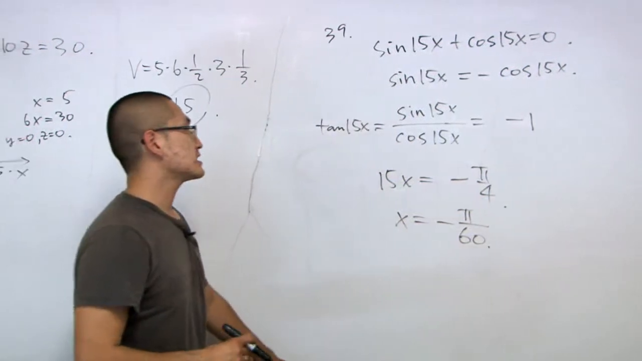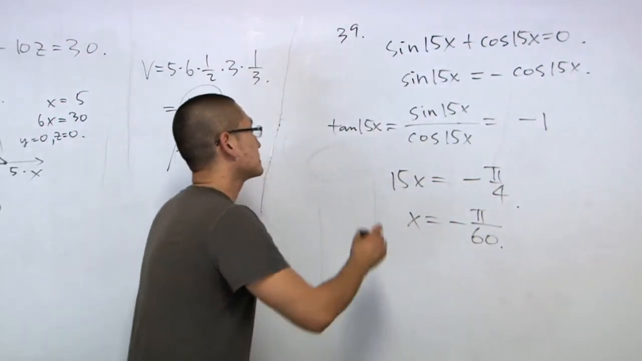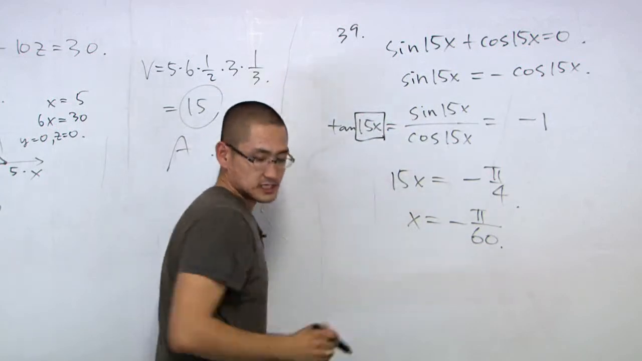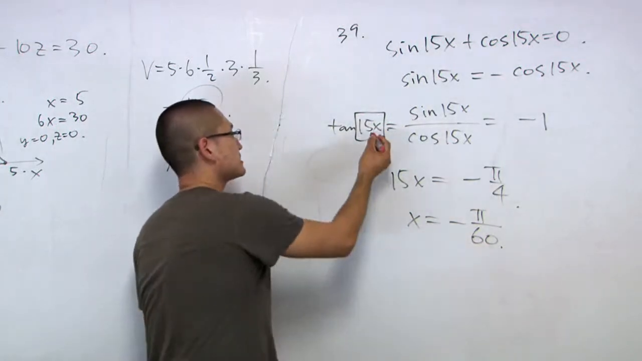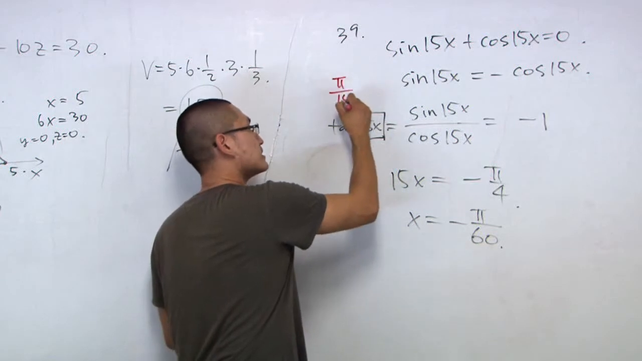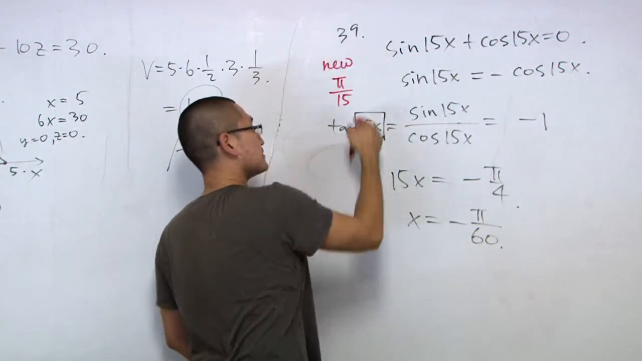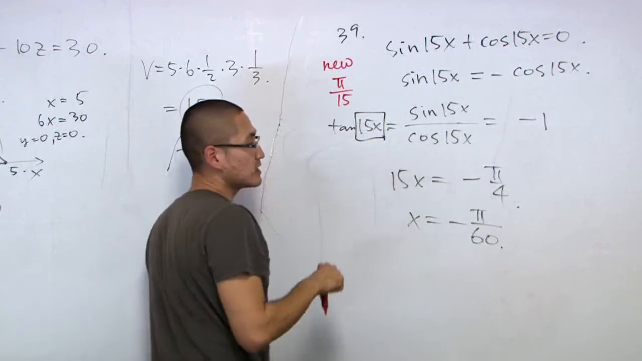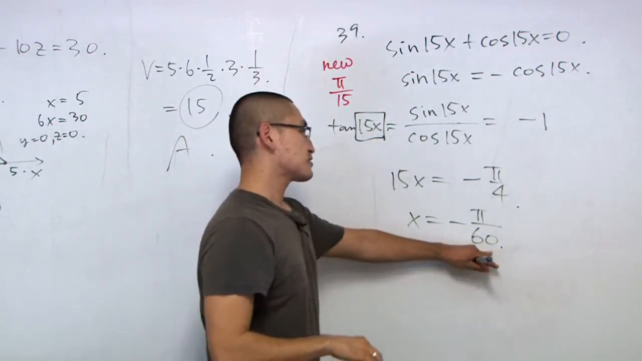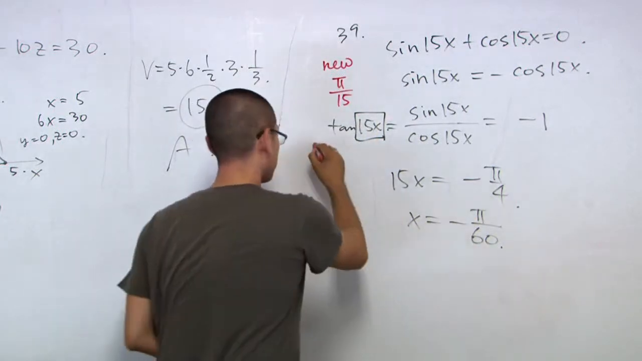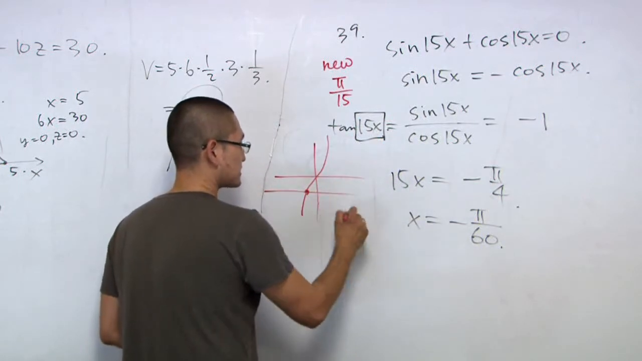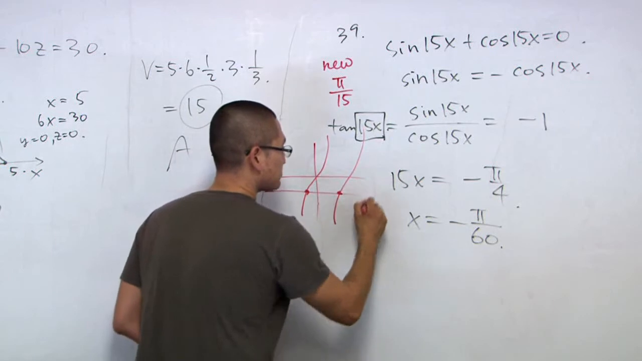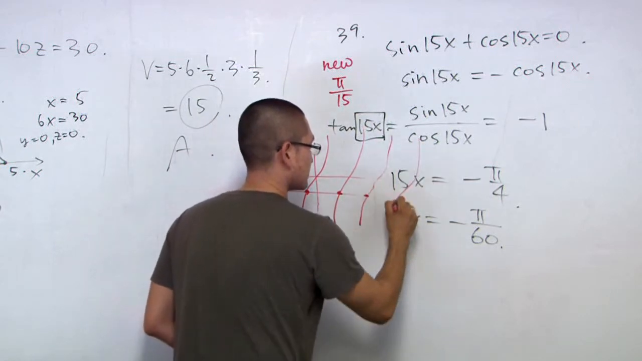Okay, but one thing I need to realize is that this thing over here, tangent 15x, has a new period. The regular period is pi, but because of that, my new period of tangent 15x is pi over 15, which means if I'm going to cross this point there, like this, right there, it's going to happen again, and again, and again there.